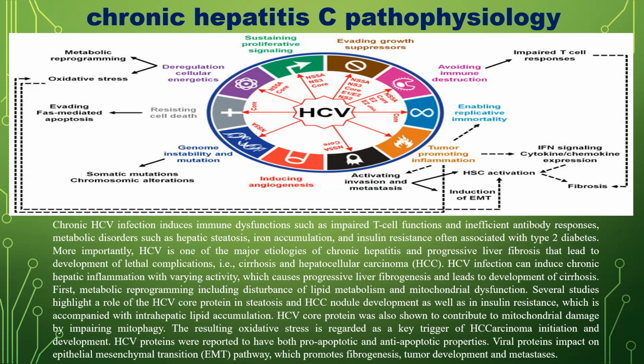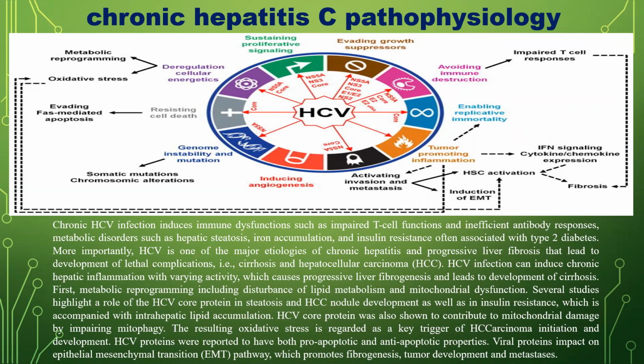C infection can induce chronic hepatic inflammation with varying activity, which causes progressive liver fibrogenesis and leads to development of cirrhosis. First, metabolic reprogramming includes disturbances of lipid metabolism and mitochondrial dysfunction. Several studies highlight the role of the C core protein in steatosis and C nodal development, as well as in insulin resistance, which is accompanied with intrahepatic lipid accumulation.